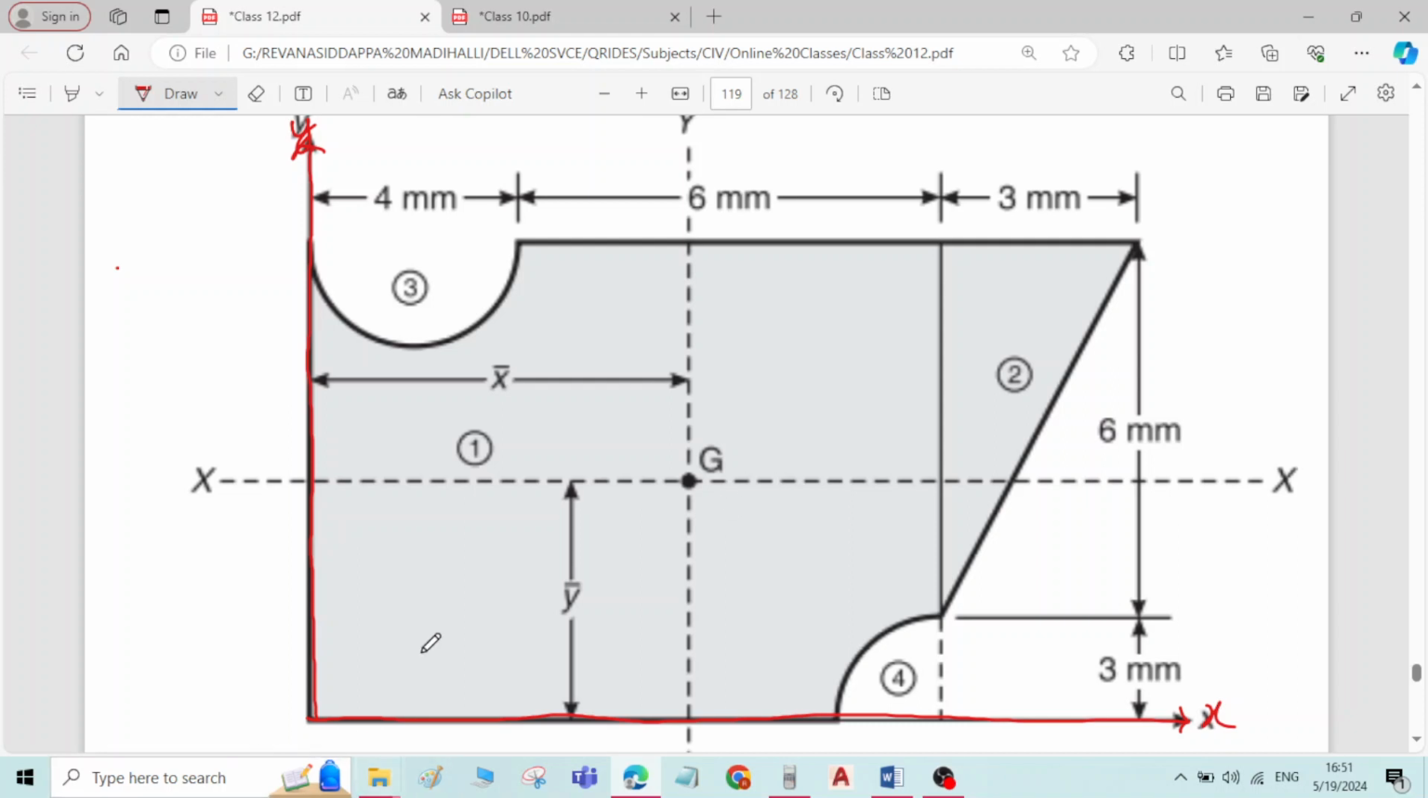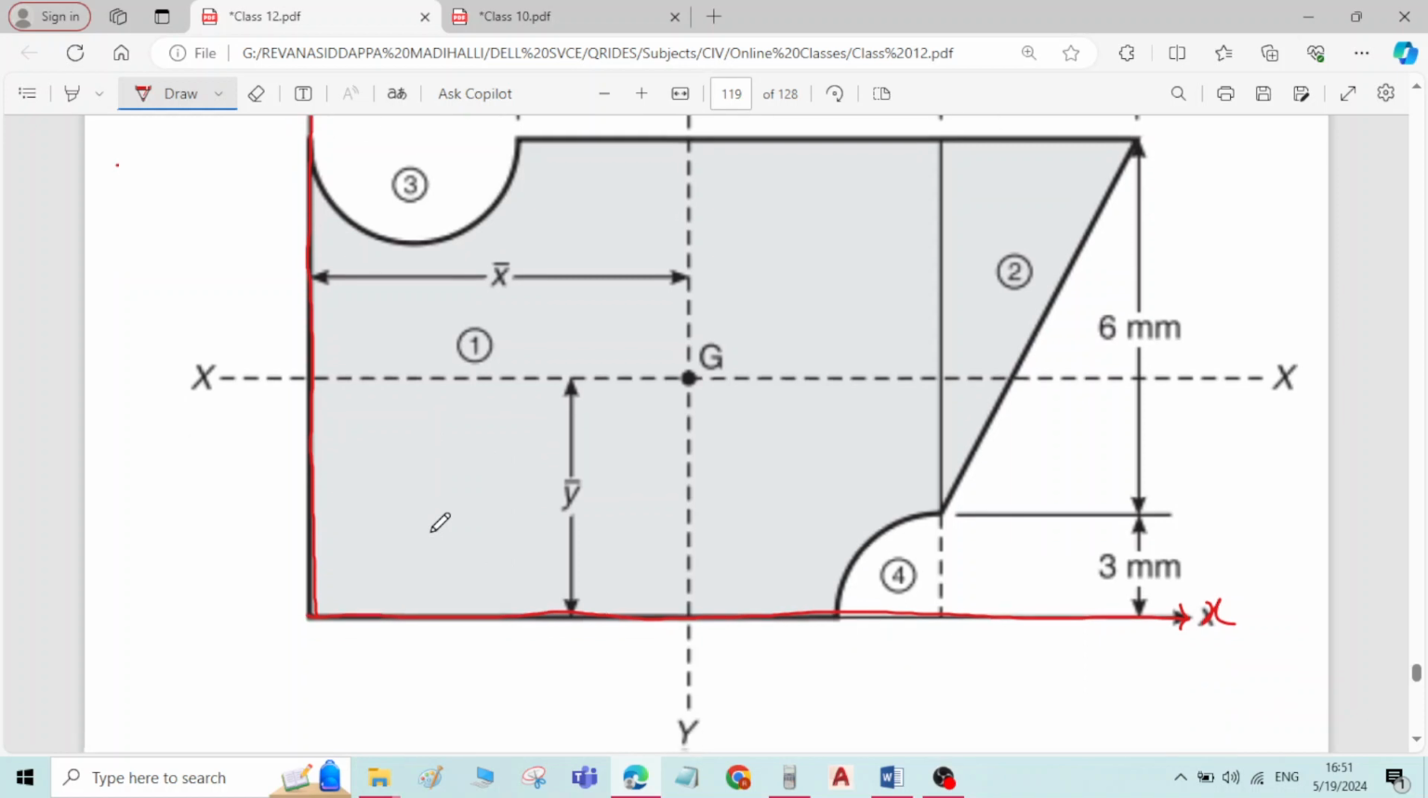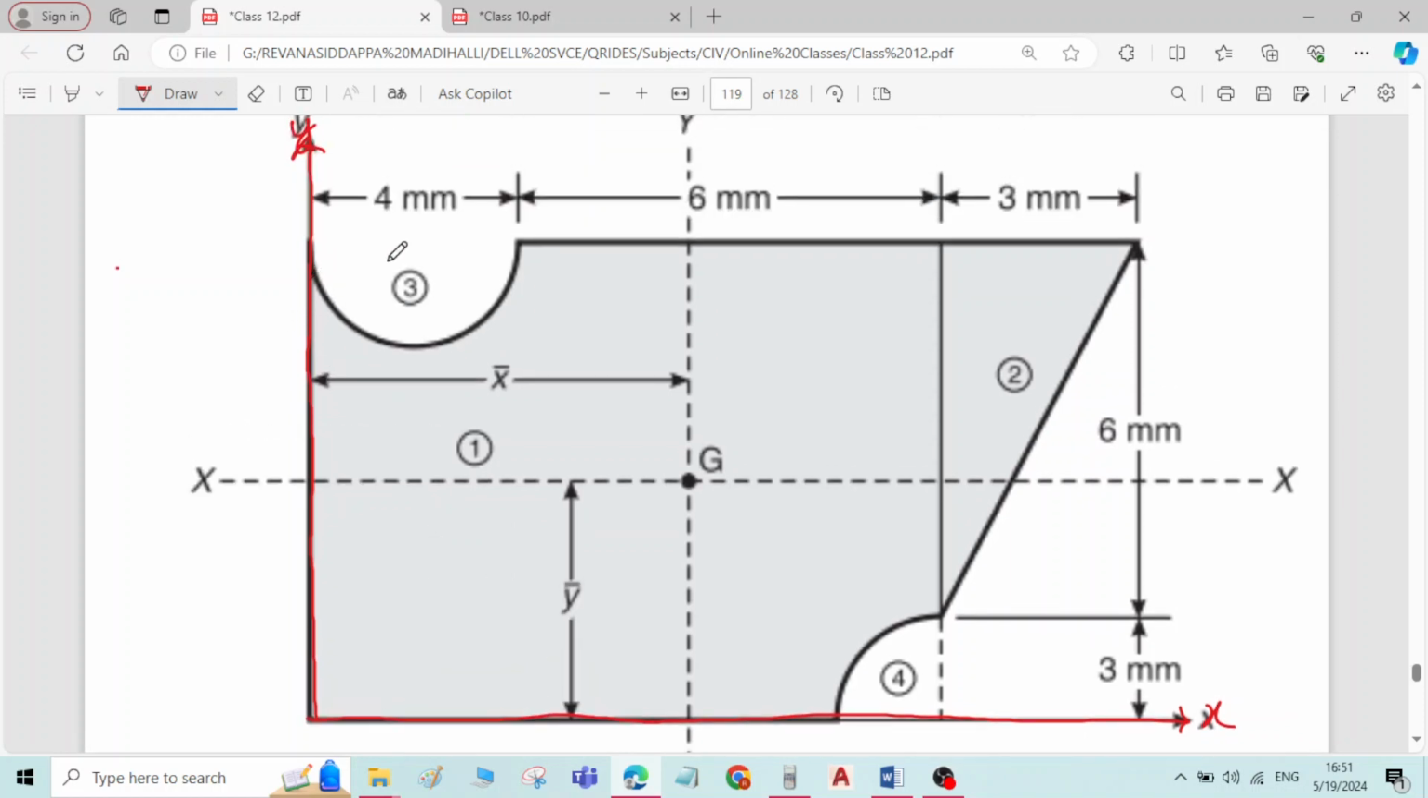Here, how to get the area of the shaded portion alone? So it is area of rectangle plus area of this right angle triangle minus area of semicircle minus area of quadrant of the circle will give area of the shaded portion. Okay.